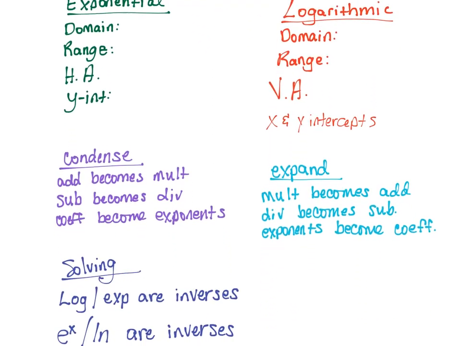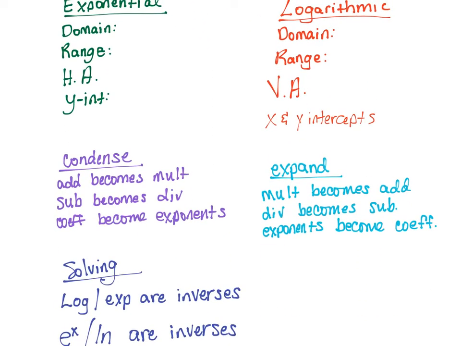For condensing and expanding, remember, if you're condensing, you're making smaller. So addition becomes multiplication. Subtraction becomes division, and coefficients become exponents. If you're expanding, you're pulling it apart. Multiplication becomes addition, division becomes subtraction, and exponents become coefficients. Right? This is all on the sheet that you guys have.